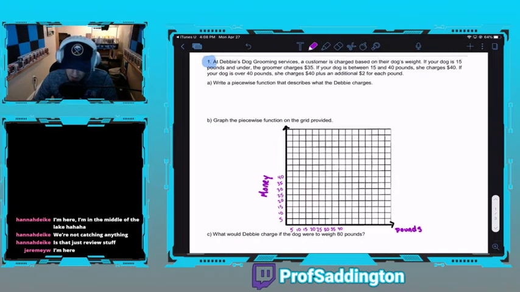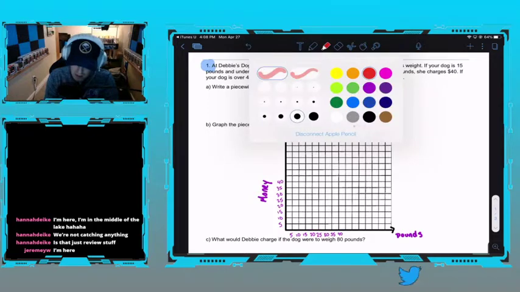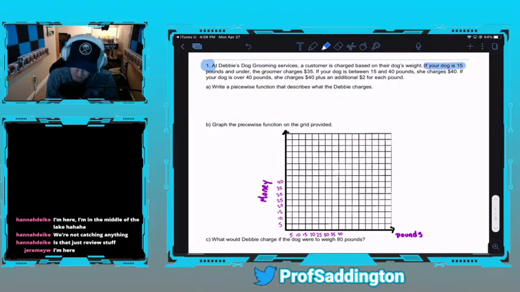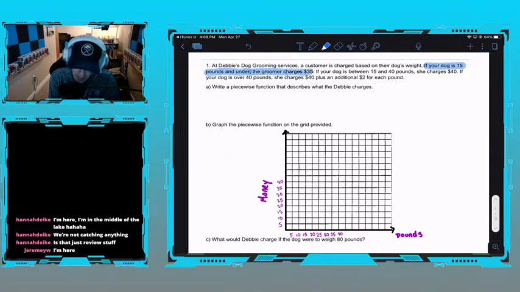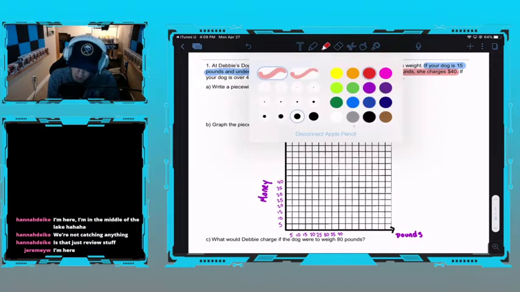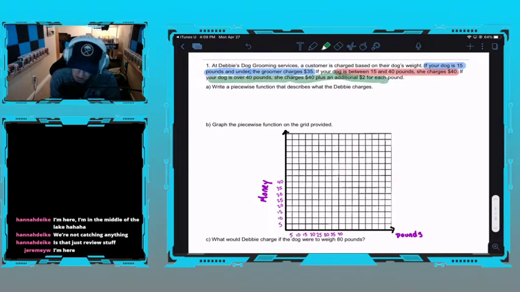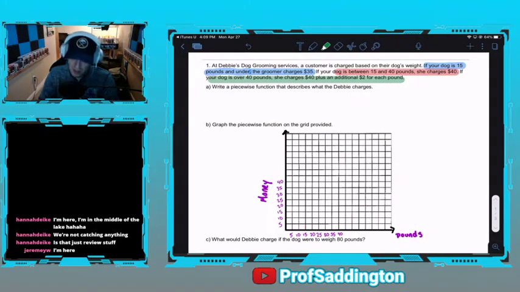So in this part, there's 3 pieces to the problem. We have the dog being 15 pounds and under. And if they are that, the groomer's going to charge $35. We have the dog being between 15 and 40, and she's going to charge $40. And we have the dog being over 40 pounds, and she's going to charge $40 plus $2 for each pound after that.